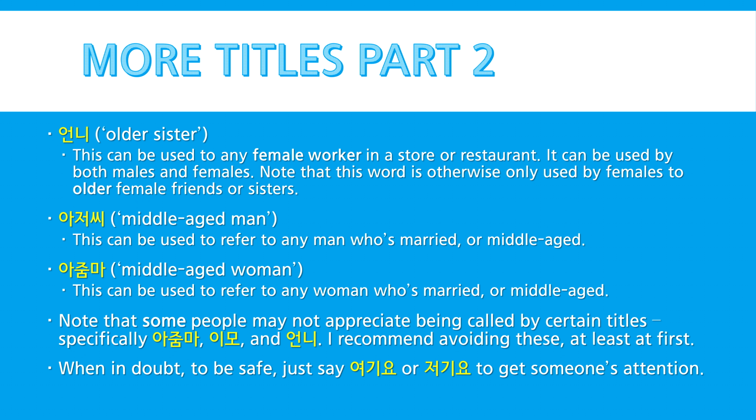Next we have 아저씨, meaning a middle-aged man. This can be used to refer to any man who's married or middle-aged. And finally, 아줌마, for a middle-aged woman. And this can be used to refer to any woman who's married or middle-aged.